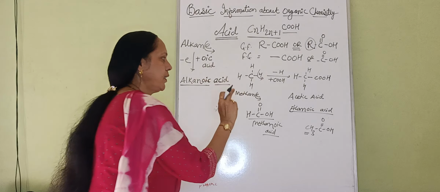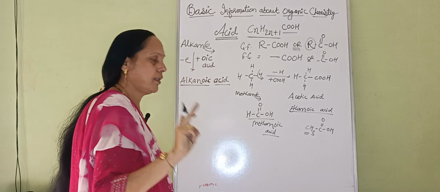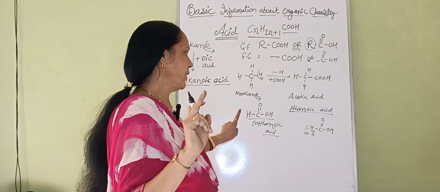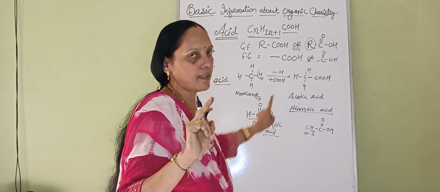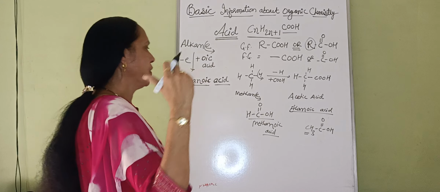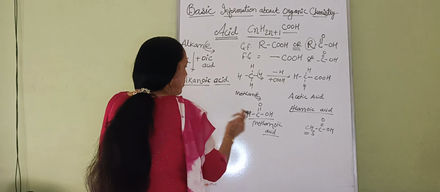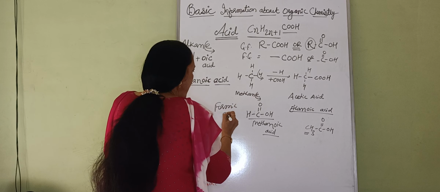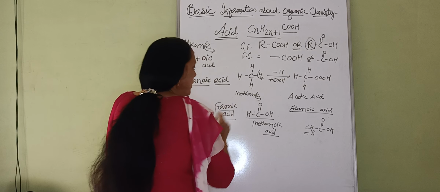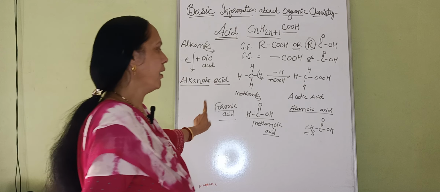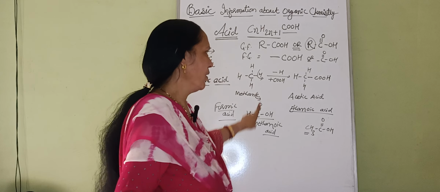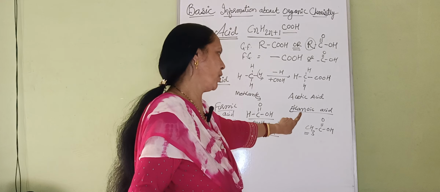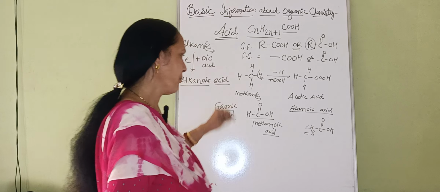What is the common name? Very important question. Generally in the exam of the 10th and 12th standard, you will get the common name of formic acid as well as acetic acid. So what is the name? For the single carbon compound, the common name is formic acid. IUPAC name is methanoic acid. The common name of the next one is acetic acid. IUPAC name is ethanoic acid.